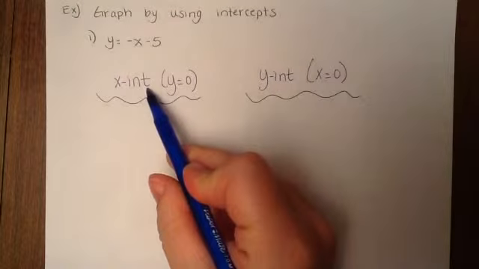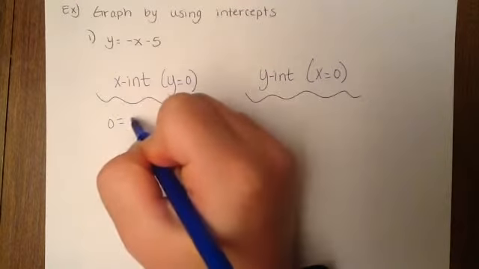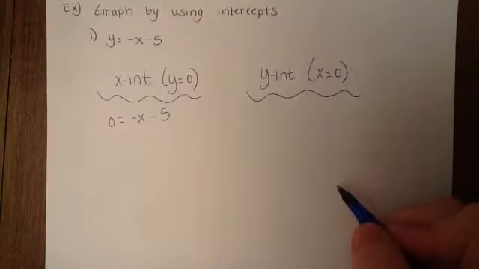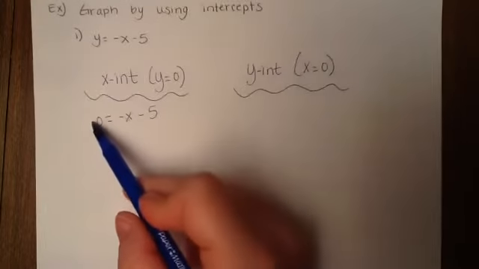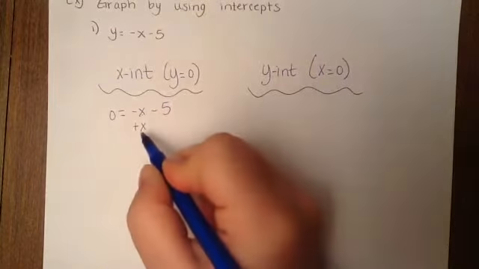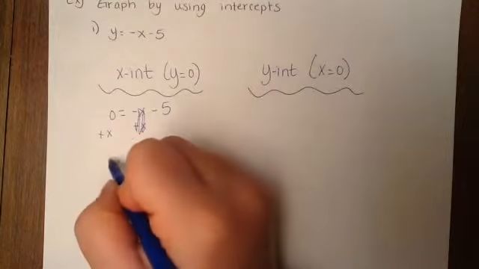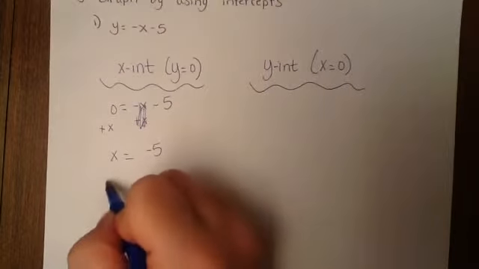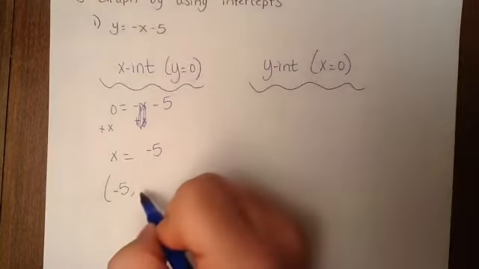So for the x-intercept, I'm going to plug 0 in for y. So I have 0 equals negative x minus 5. I need to solve for x, and since it's negative, I don't want it to be negative, so I'm going to move it over to this side. How do you get rid of a negative x? Plus x. What I do on one side, I must do to the other. x equals negative 5. So this is the point, negative 5, 0.